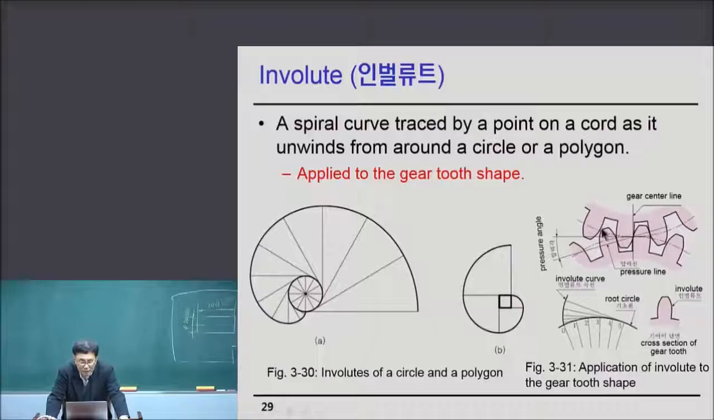Because the gear tooth shape must be involute. If it is not involute, if it is, for example, a straight line, then if the gear is engaged and disengaged, during the engagement and disengagement, the gear tooth must always be in contact. Okay? If the gear tooth shape is straight, then sometimes it is detached and reattached. So gear engagement is not always smooth.